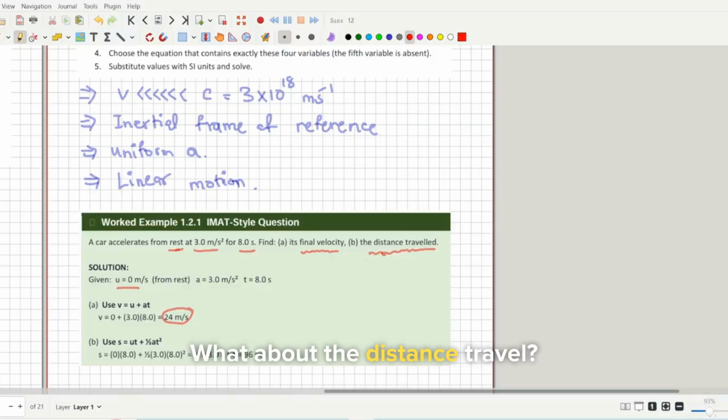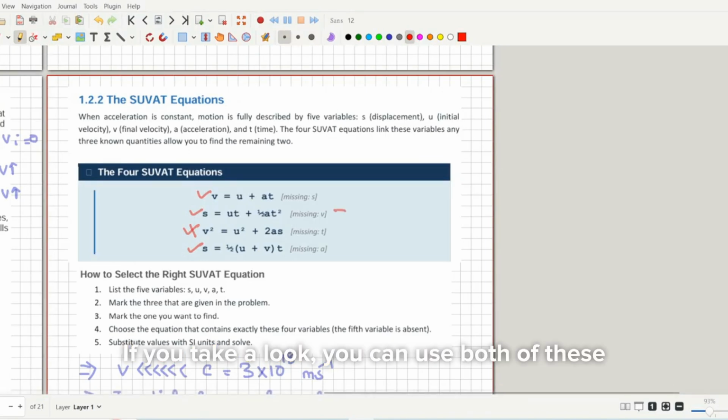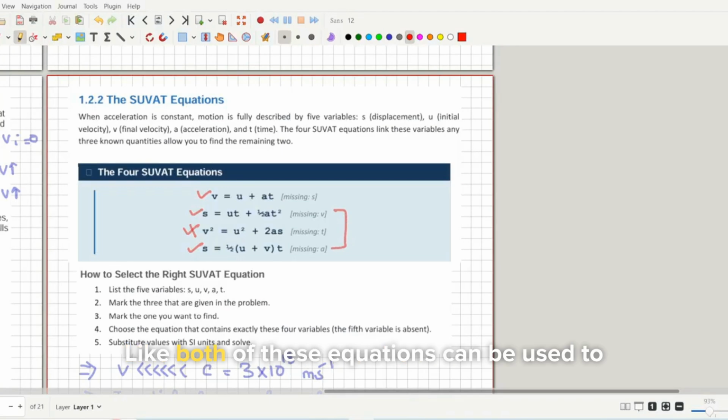What about the distance traveled? Let's take a look at the equations that have distance. You have two equations, the second equation and the fourth equation, that are used to find the distance. Can you see which equation can be used to find the distance? If you take a look, you can use both of these equations.